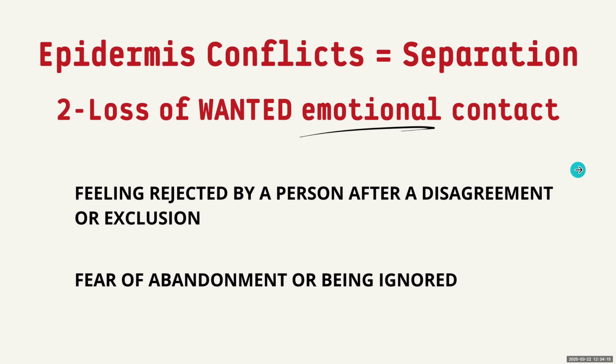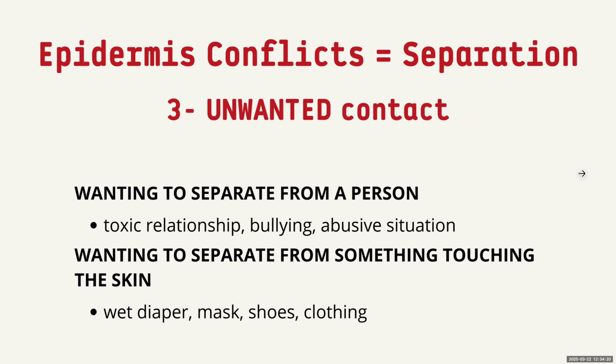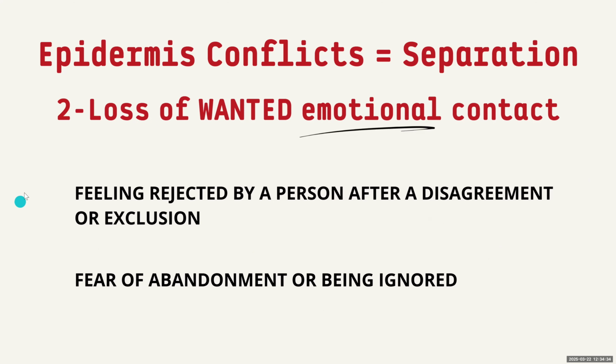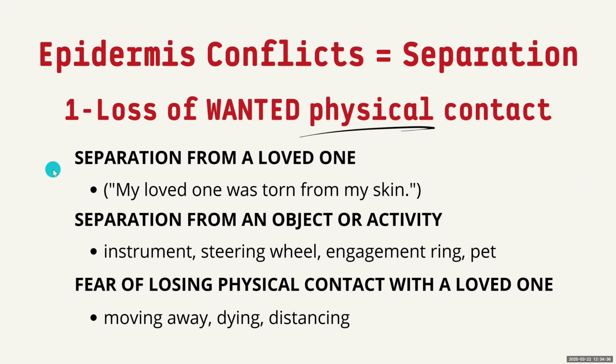And the third is a separation from an unwanted contact. Wanted, unwanted. What was the first one? Sorry. Let me go back to the first one. I'm going to give some examples. So loss of wanted physical contact from a loved one. For example, a child will develop eczema on the arms after a pet dies. Just as an example. So missing the sensation of petting.